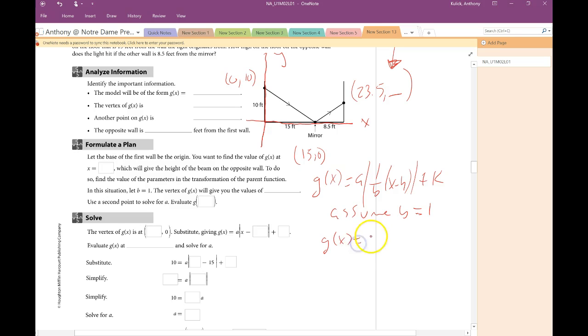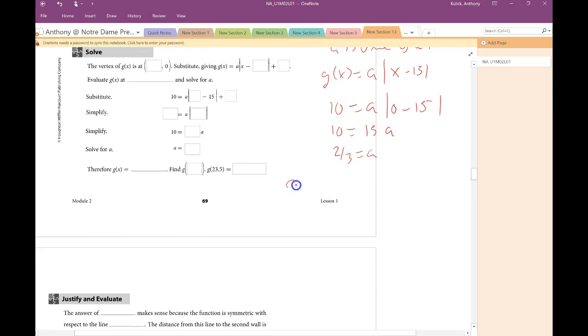So when I do that, I have a times the absolute value of x minus 15 plus 0, so I won't even bother to write it. I'm going to now solve for a by plugging in my x and y coordinates. So I get 10 is equal to 15a. 0 minus 15 is negative 15, but the absolute value of that is positive 15. When I divide both sides by 15, I get 2/3 is equal to a. Okay? So what I can say now is g of x equals 2/3 times the absolute value of x minus 15.